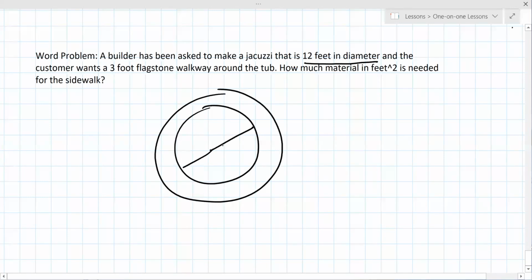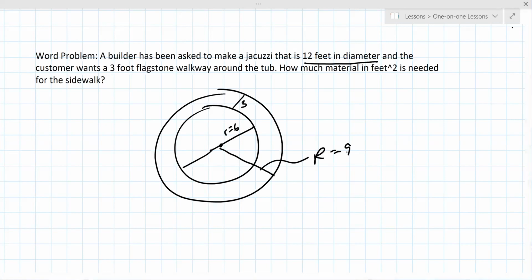I threw in a little wrinkle. The diameter is 12, but the radius is 6. Oh. And then this is 3. So the big R here is 9. Yeah, I didn't catch that. Always trying to put in a few little extra wrinkles.